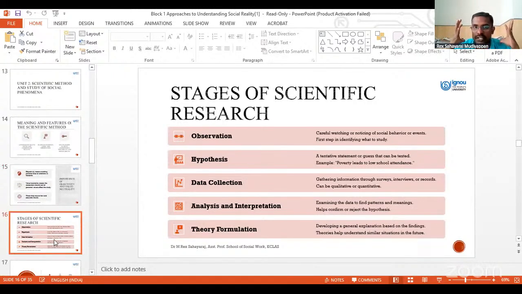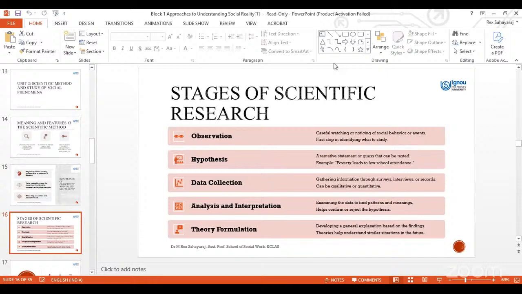Stages of scientific research, as I have said: observation, hypothesis, data collection, analysis and interpretation, and theory formation are the stages of scientific research. Can anyone say what observation is? What is observation all about? Observation, in my opinion, is study. Study, right? Thank you.